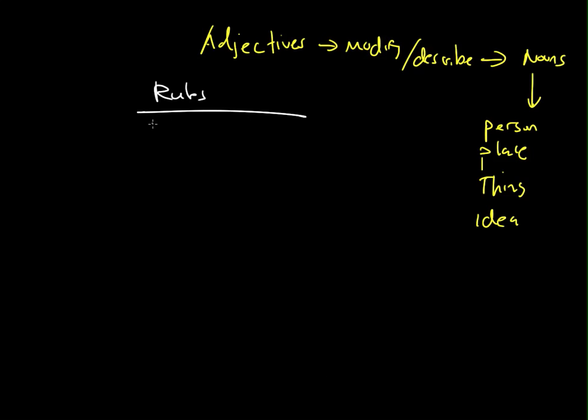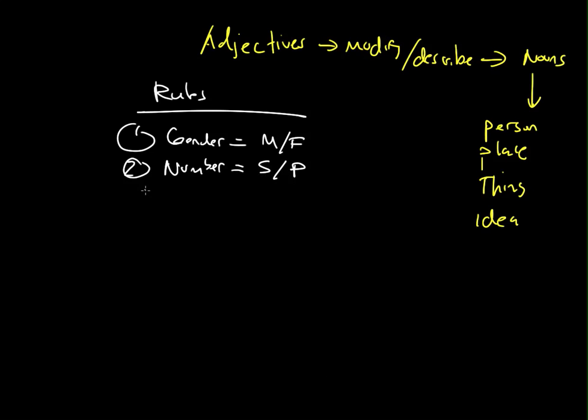Okay, now we're going to use some rules to help us use adjectives in Spanish in this tutorial. The first rule is, when using adjectives, we have to take into account the gender of the noun. Gender means, is the noun masculine or feminine? The second rule is number. Is the noun singular or plural? And the last thing, number 3, is we're going to use the verb ser to help us write a complete sentence in Spanish. Okay, so let's begin with our first example.